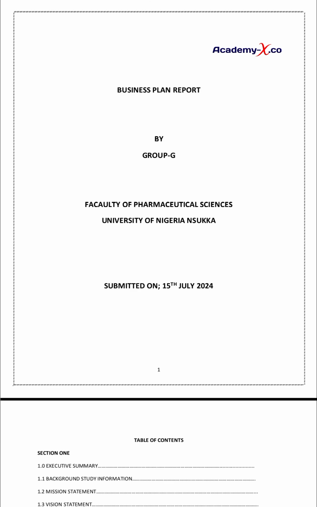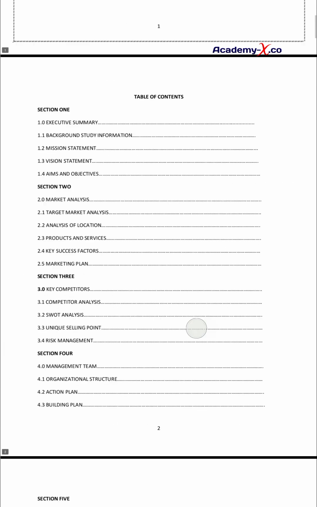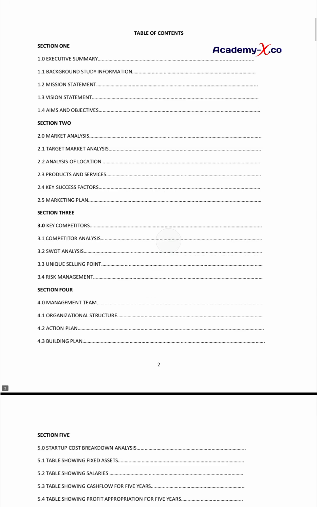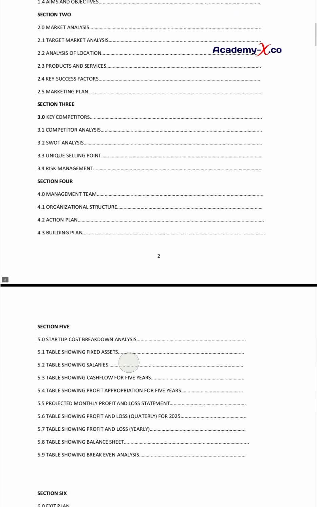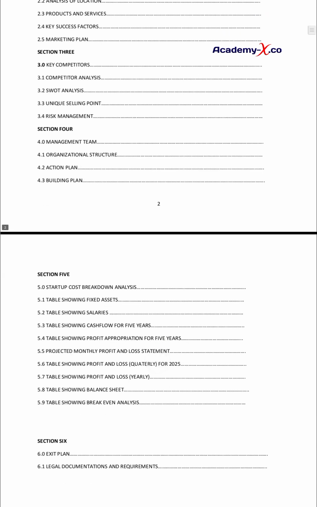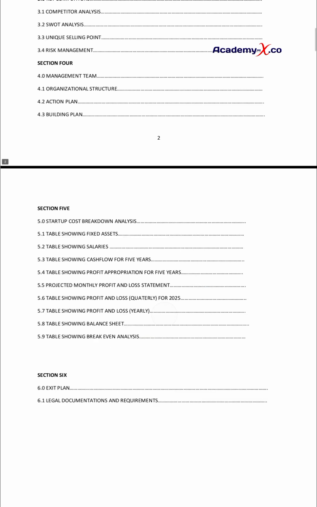Let me show you the table of contents for the document. We have the executive summary, background study information, mission statement, vision statement, aims and objectives, which you must have learned about. Then market analysis, target market analysis, analysis of location, product and services, key success factors, marketing plan, key competitors, competitor analysis, SWOT analysis, unique selling points, risk management, management team, organizational structure, action plan, and building plan.